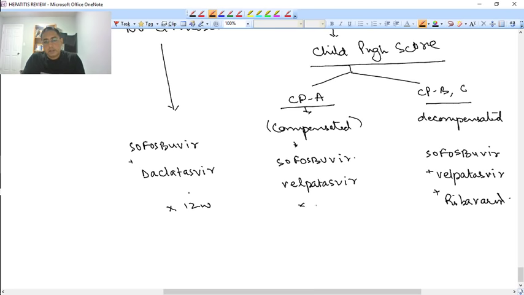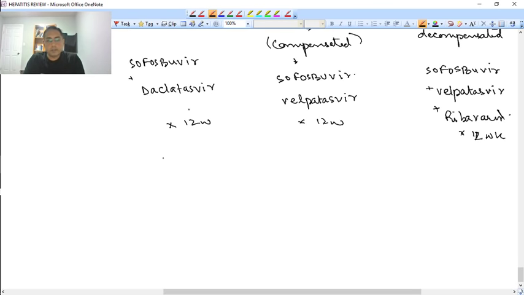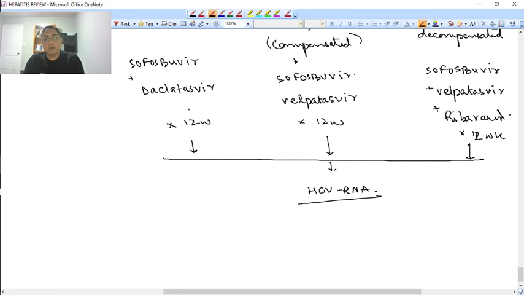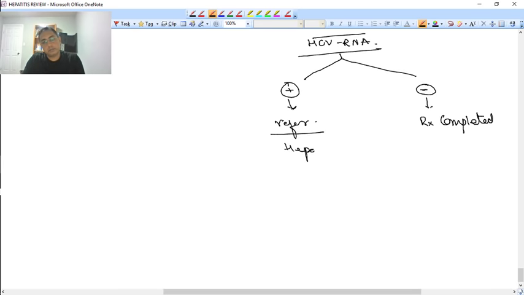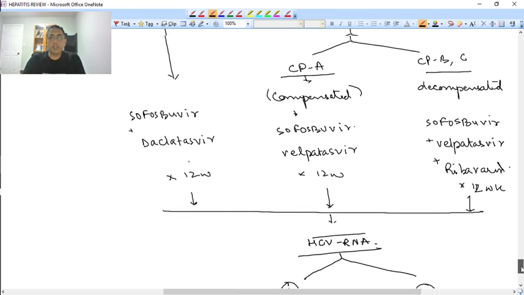These drugs are all given for 12 weeks. So after 12 weeks of treatment, now we will check for the HCV RNA. We will check the viral load again. Once we check for the HCV RNA after 12 weeks, this could be positive or it could be negative. If it is negative, that means treatment is completed. But if the HCV RNA is still positive, we need to refer to the higher hepatology center from any primary unit or secondary unit where the patient is being treated.